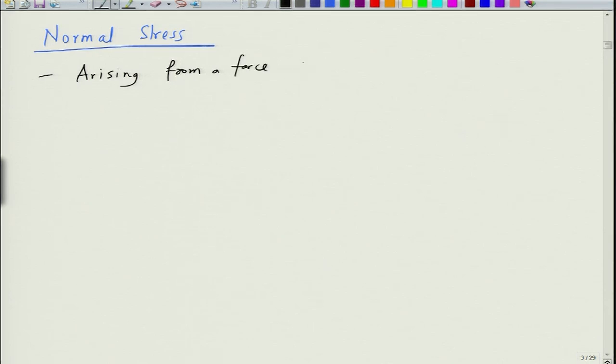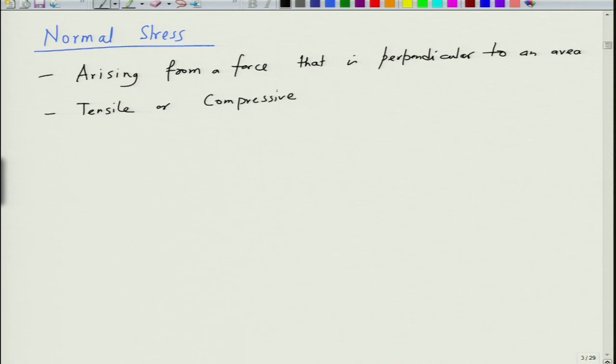Now let us move on to the next topic of this particular course. We first define what we call normal stress. Normal stress is basically the stress which arises from a force that is perpendicular to an area, and this could be either tensile or compressive in nature.